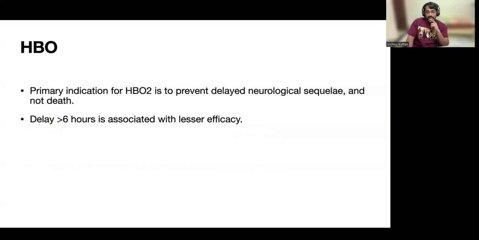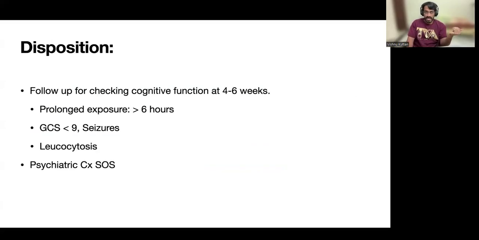Right. And you will have to start it as soon as possible, because a delay of more than 6 hours is associated with lesser efficacy. And obviously, the disposition would include that the patient can develop delayed neurological sequelae. So you refer them for such evaluation on a 1-monthly exposure. And basically, that's it. And psychiatric consultation for all the other steps.